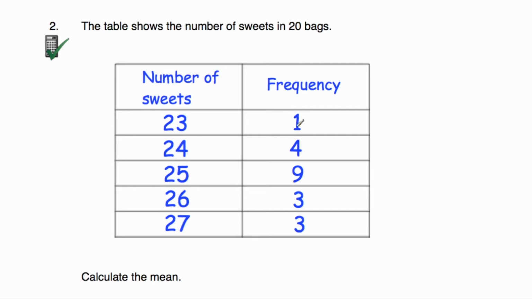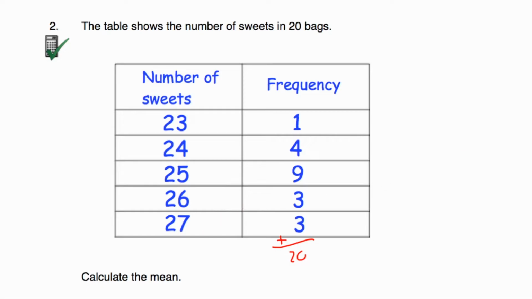So there's 20 bags altogether, and if we added up the frequency, you would find that's equal to 20 because 1 plus 4 is equal to 5, plus 9 is equal to 14, 17, 20. So there's 20 bags, and the table shows the number of sweets in each of those 20 bags. So 1 bag had 23 sweets, 4 bags had 24 sweets, 9 bags had 25 sweets in them, 3 bags each had 26 sweets in them, and 3 bags they each had 27 sweets in them.